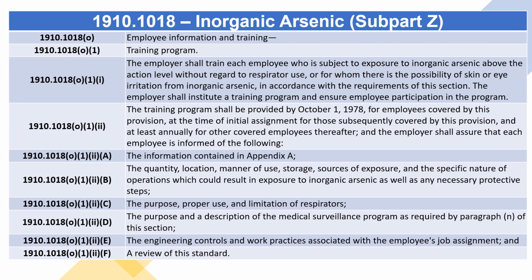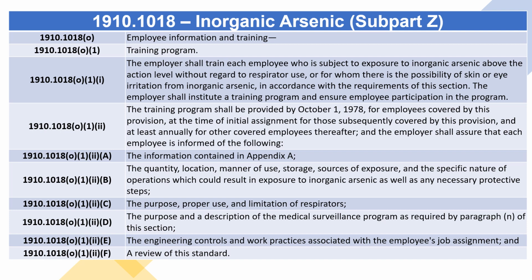1910.1018 O. Employee information and training. 1910.1018 O1 Training Program. 1910.1018 O1 I. The employer shall train each employee who is subject to exposure to inorganic arsenic above the action level without regard to respirator use, or for whom there is the possibility of skin or eye irritation from inorganic arsenic, in accordance with the requirements of this section. The employer shall institute a training program and ensure employee participation in the program.